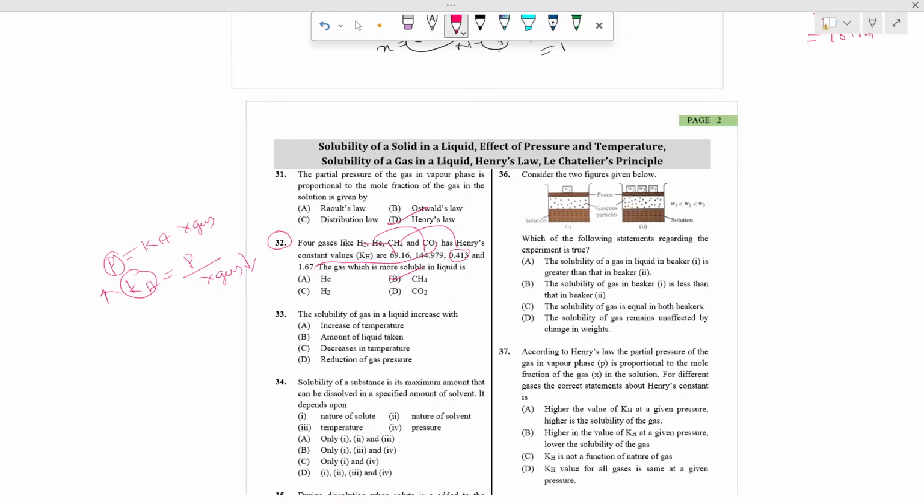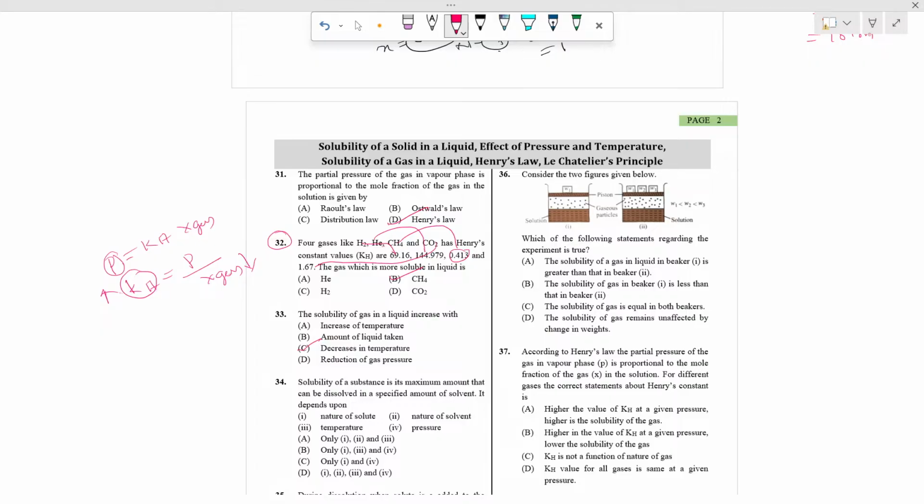The solubility of a gas in a liquid increases with what? Solubility of the gas should increase with decrease in temperature, because if temperature increases, the kinetic energy of the gas molecules will increase and they will escape from the surface. By default, gas solubility is an exothermic process. According to Le Chatelier principle, exothermic reactions are favored by lower temperature. So here, temperature decreases, then solubility will increase. So the answer is C.